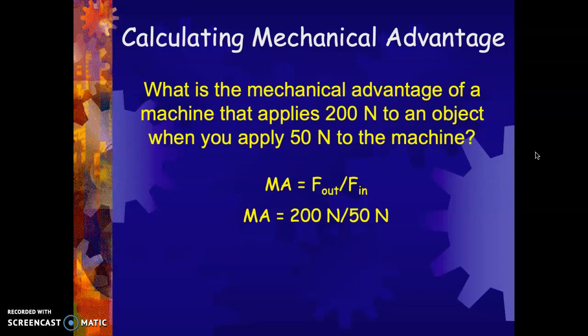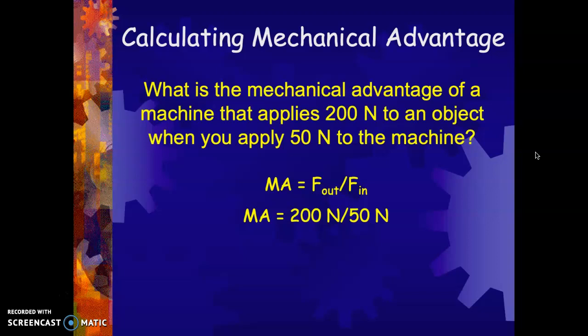I'm sorry, I said that backwards. Okay, you are putting in 50 newtons and the machine gets out 200 newtons. Okay, and that's why it's called a mechanical advantage. You are gaining force by applying your force to a machine or by using the machine.